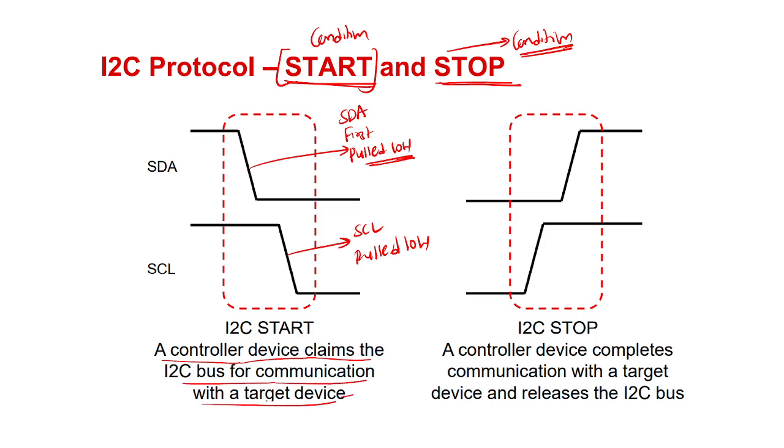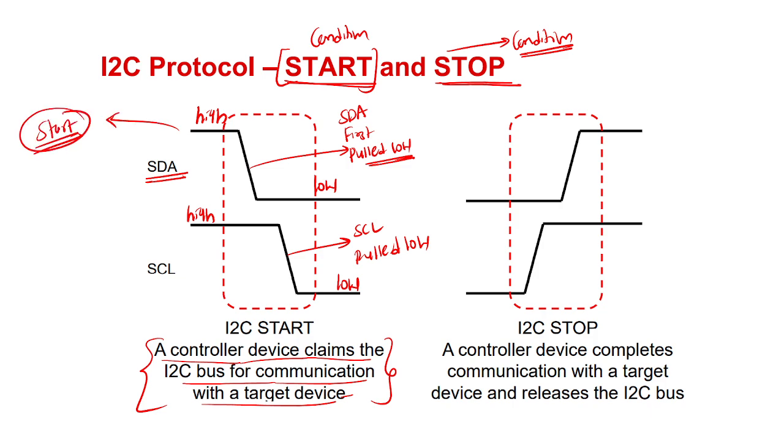That means in order to communicate from master to slave, first you need to pull SDA from high to low. After pulling SDA from high to low, there will be some delay between SDA and SCL. After that, you need to pull SCL from high to low. This is nothing but the start condition.